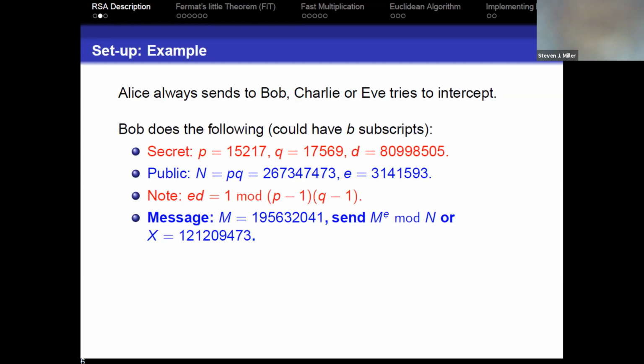So what Bob does is he receives from Alice a message. What message? Well, she can't just send this. She wants to encrypt this. So she takes her message M, and she raises it to the e-th power. And she looks at the remainder of that when she divides by N, and she sends that remainder. So she sends M to the e mod N. So for this case, it would be 121209473.